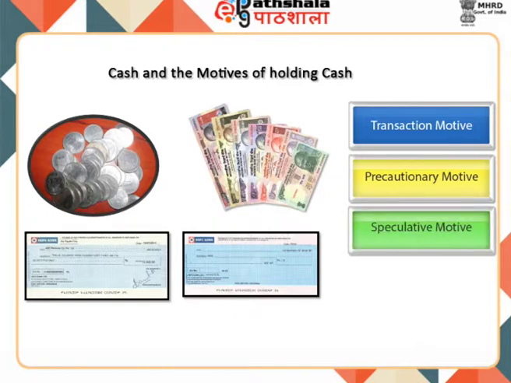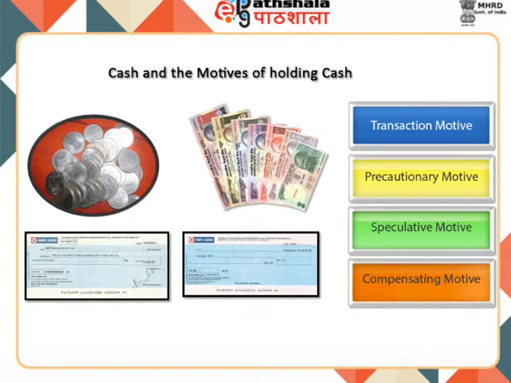Speculative motive. In this case, cash is held in order to take up unforeseen opportunities which may suddenly crop up and turn them in their favor. For example, cash may be needed to make purchases at discounted prices which may be available for a specific short duration.